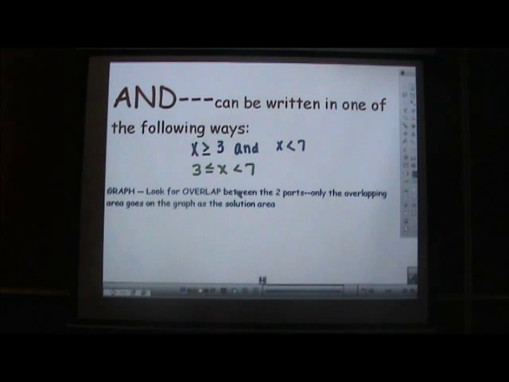So you'll see two inequality symbols when it's a compound inequality, and for the word "and", it'll either have the word "and" or it'll have no words and have the two symbols. When we graph, we're looking for an overlap between the two parts of the compound inequality, and only the overlapping areas go on the graph, and that is your solution area.